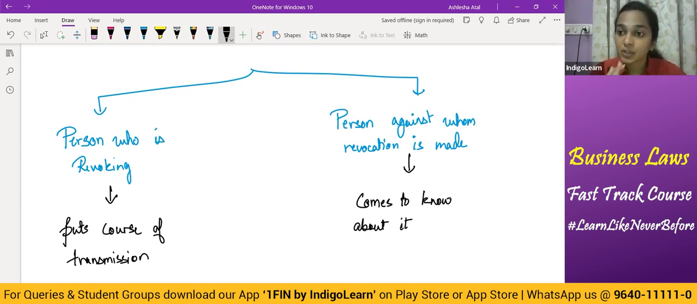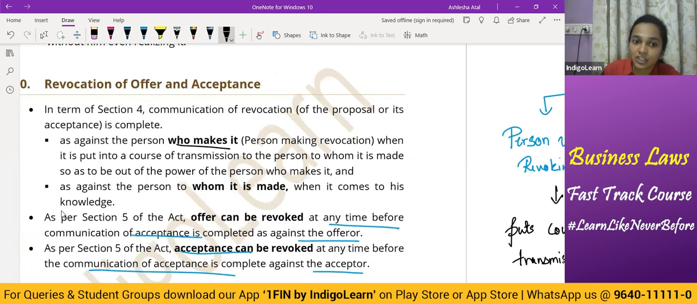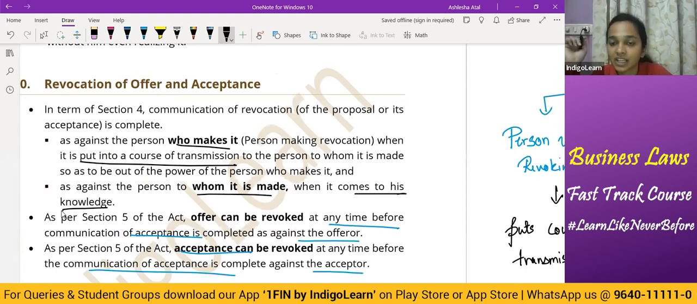So the person who is revoking, from his point of view, the communication of revocation is complete when he puts the letter into the course of transmission. However, against the person against whom the revocation is made, when he comes to know about it, the communication of revocation is complete at that particular time. So the person who is making the revocation, when he puts it into the course of transmission, the communication is complete at that time. The person against whom it is made, when he comes to know about it, the communication is completed at that time.